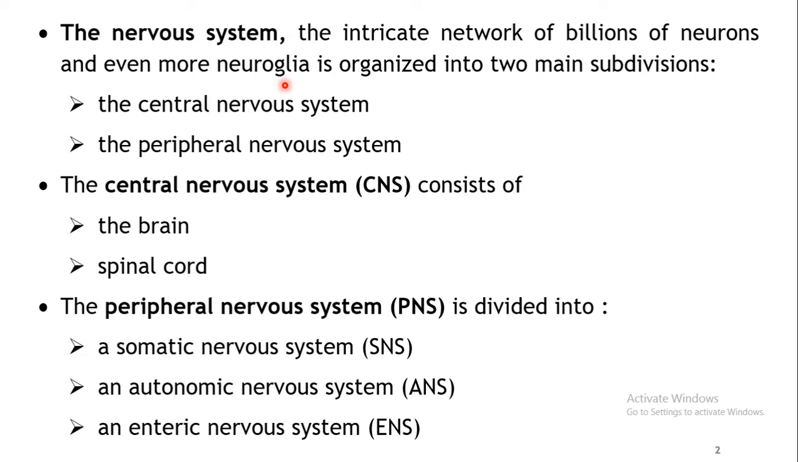Basically, this nervous system is divided into two types, the central nervous system and the peripheral nervous system. The central nervous system, known as the CNS, comprises the brain and the spinal cord. Then the peripheral nervous system is divided into three main systems: the somatic nervous system, the autonomic nervous system and the enteric nervous system, depending upon where exactly it is supplying.